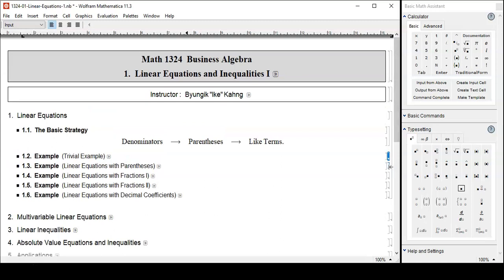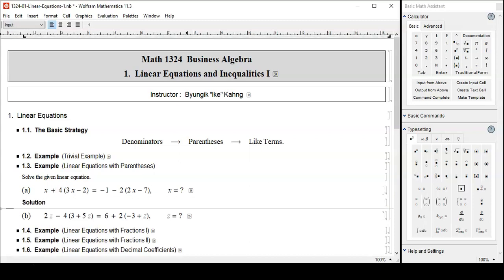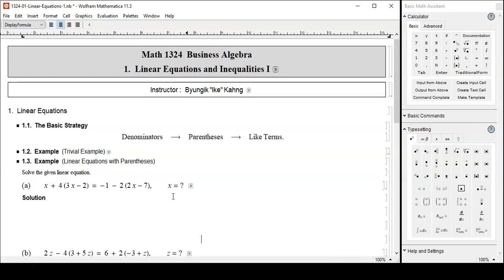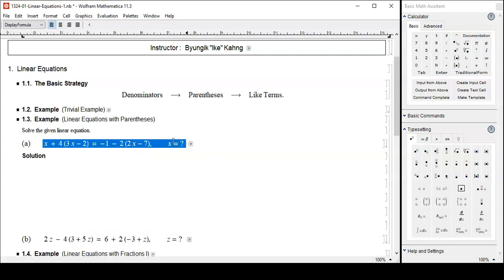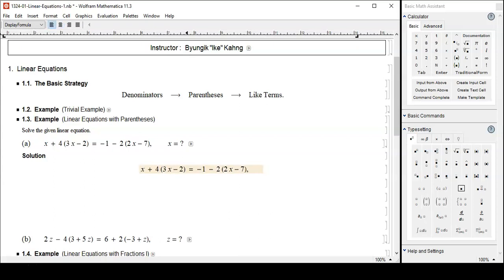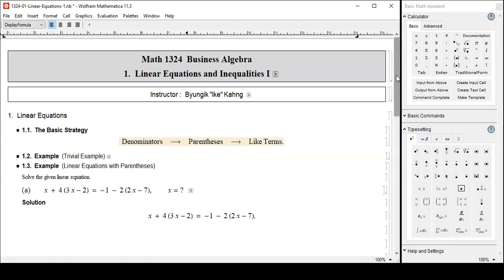Okay, let's go to a little bit less trivial example, this time linear equations with parentheses. These problems are a little bit more worthy. Let's copy and paste this problem, and then go to the basic strategy. Denominators, no. Parentheses, yes. So we begin with step 2. And then in the end, we'll have to take some like terms together.